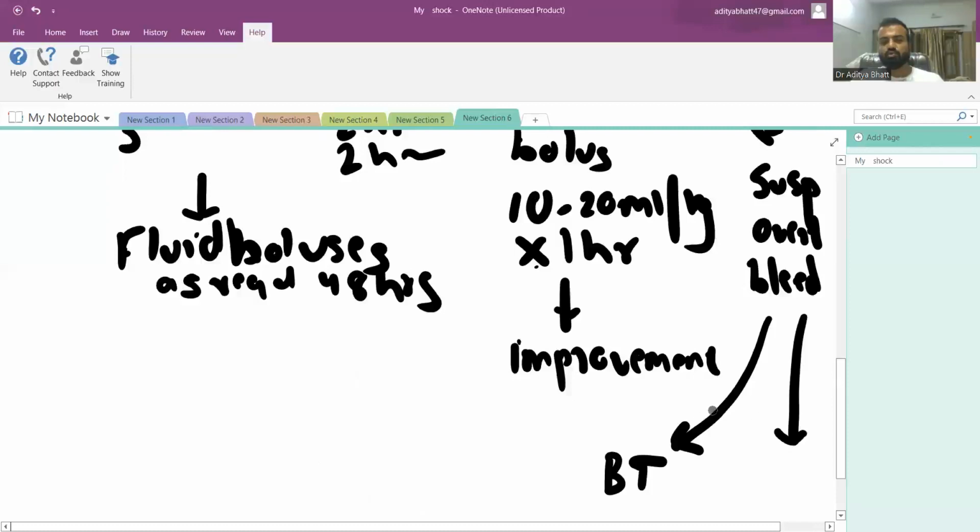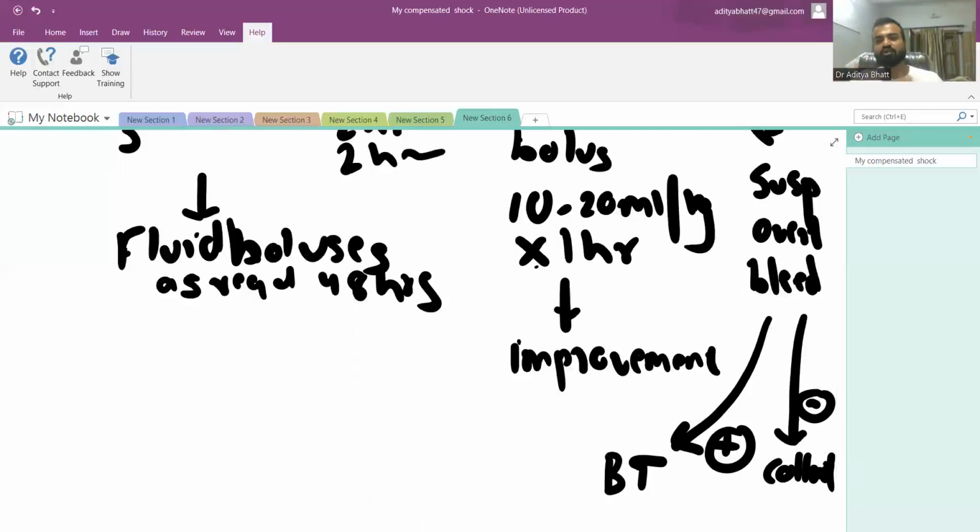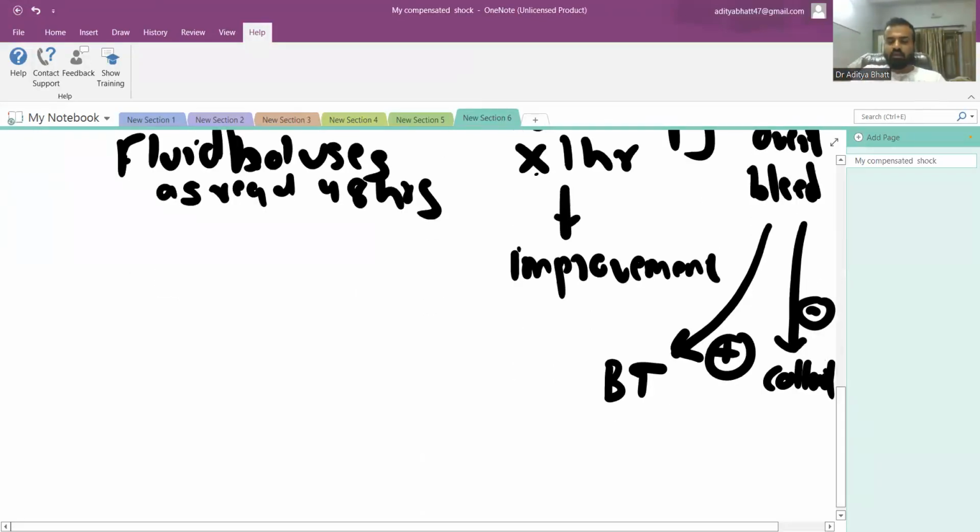If the overt bleed is present, give blood transfusion. If overt bleed is not present, then you give colloids. At this point, you give colloid 10 to 20 ml per kg per hour, as otherwise colloids are not routinely advised in dengue infection.